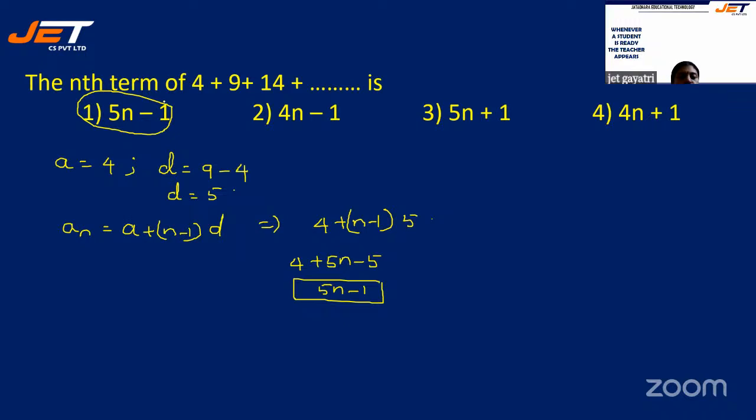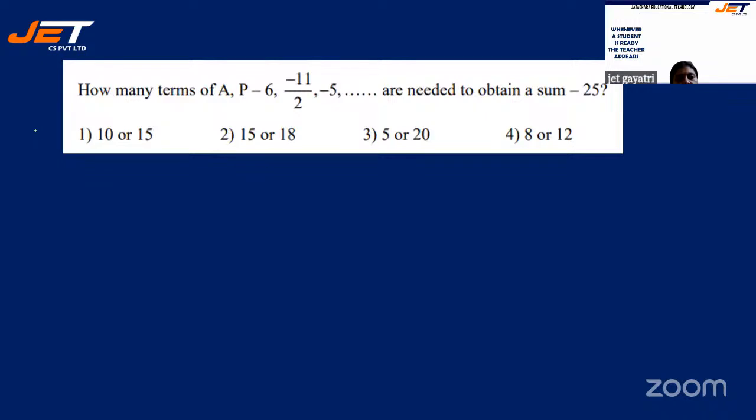Right? So I'm sure all of you would have done by now. So you can put your answers in the chat box. For the nth term, we must use this formula: A n is equal to A plus n minus 1 into D. Alright, with this let's move on to the next question.